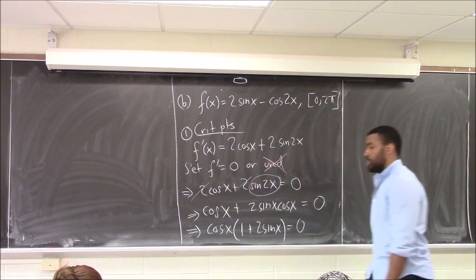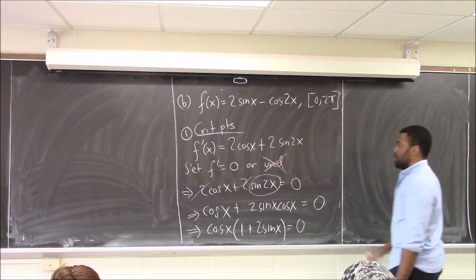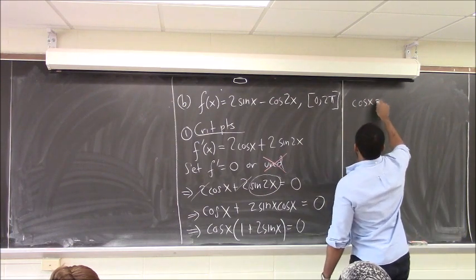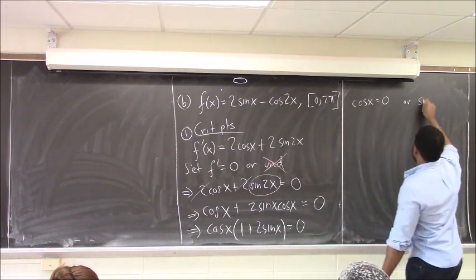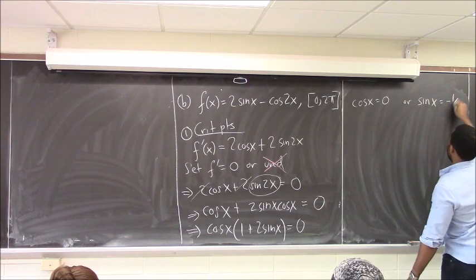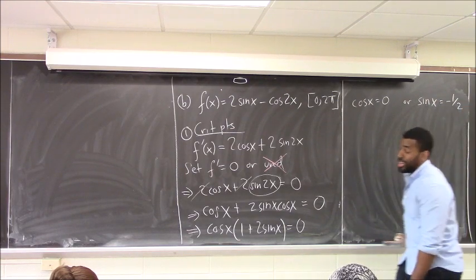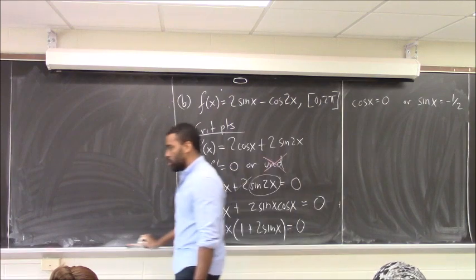How do we solve that equation? Set cosine x equals 0, and then plus 2 sine x. So cosine x equals 0, or your sine x would be minus a half. Okay, now we're in trig. Where is cosine equals 0? Where is sine equals minus a half?